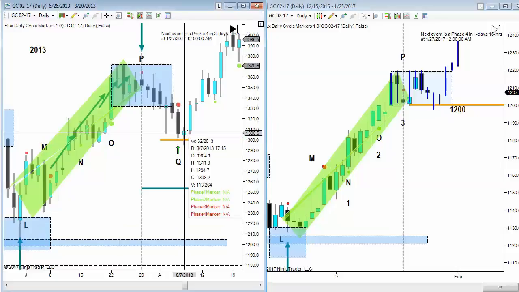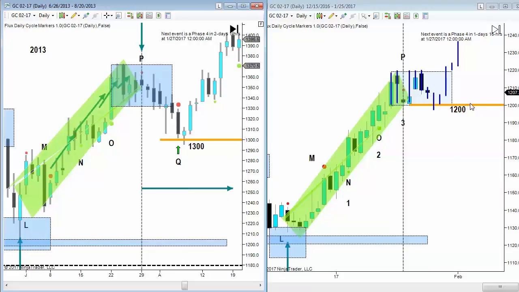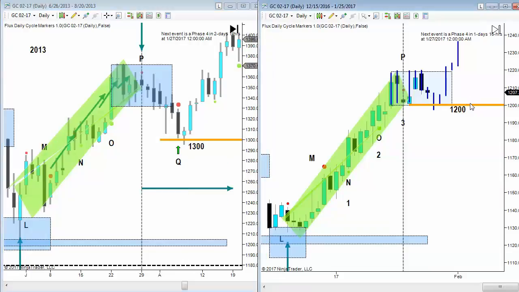In fact, if you look here, the low in the past was 1295, essentially 1294.7. If you put a line over here at 1195, that's right in the area, right? You'll see that there's the potential here for a $12 drop in gold.